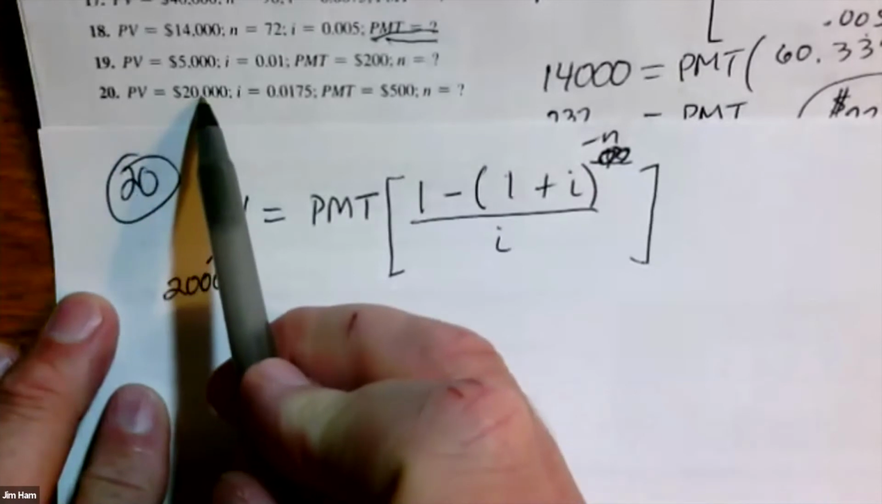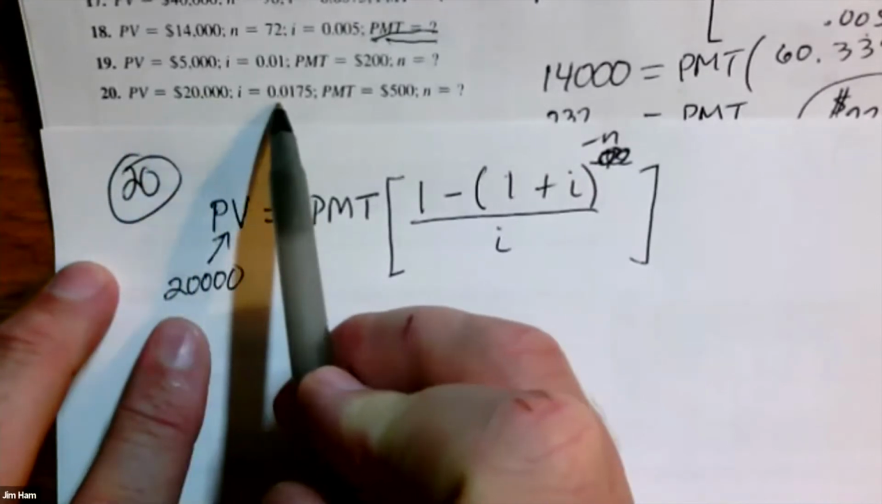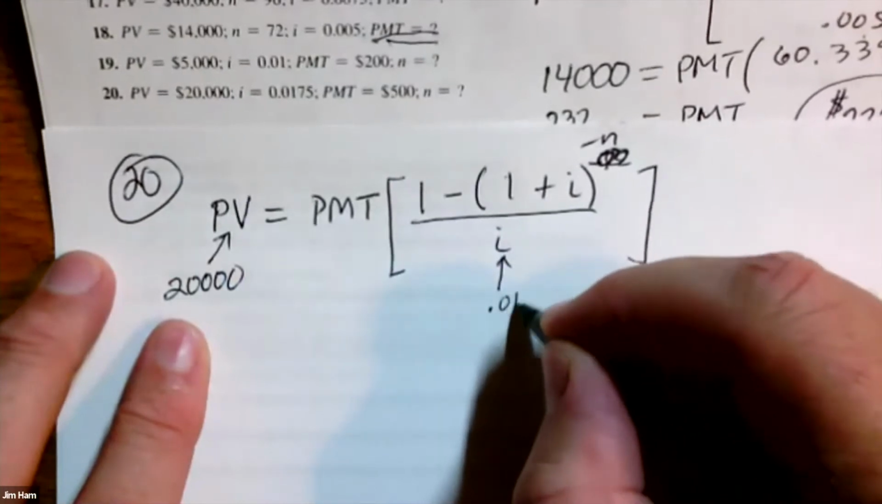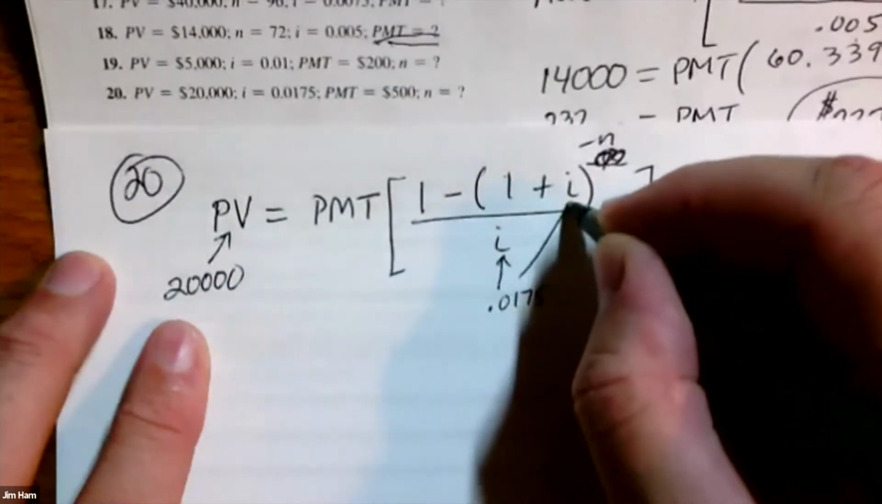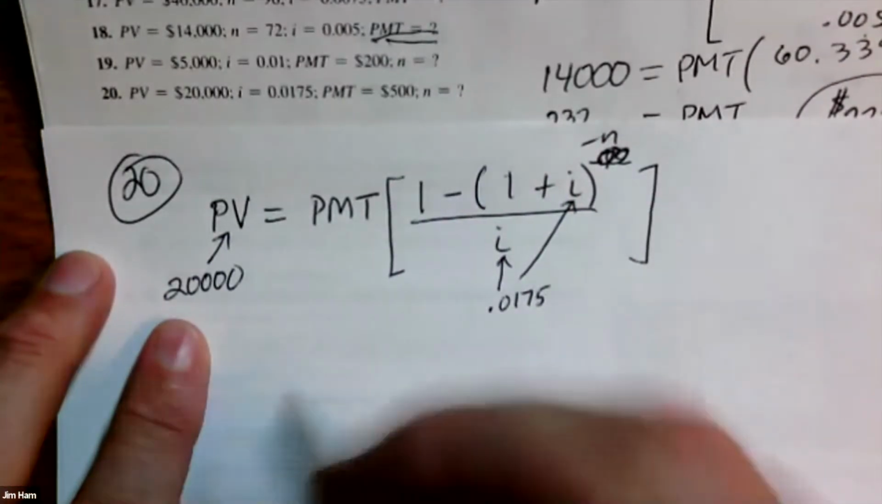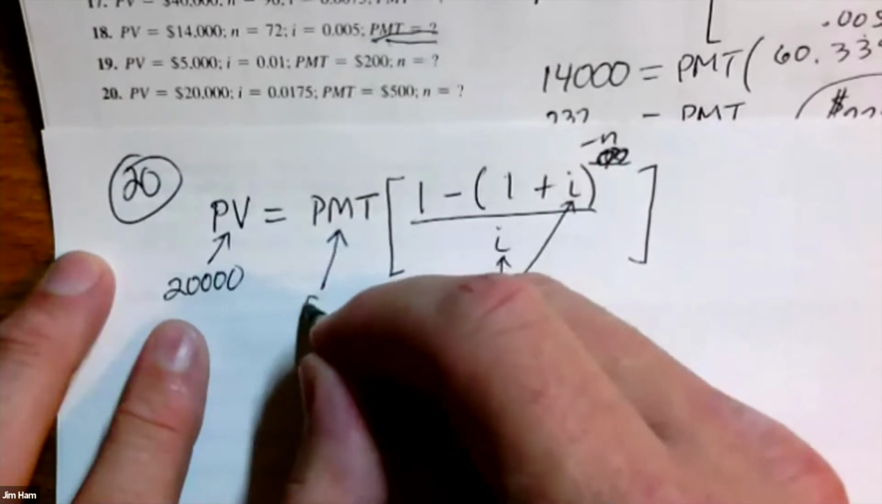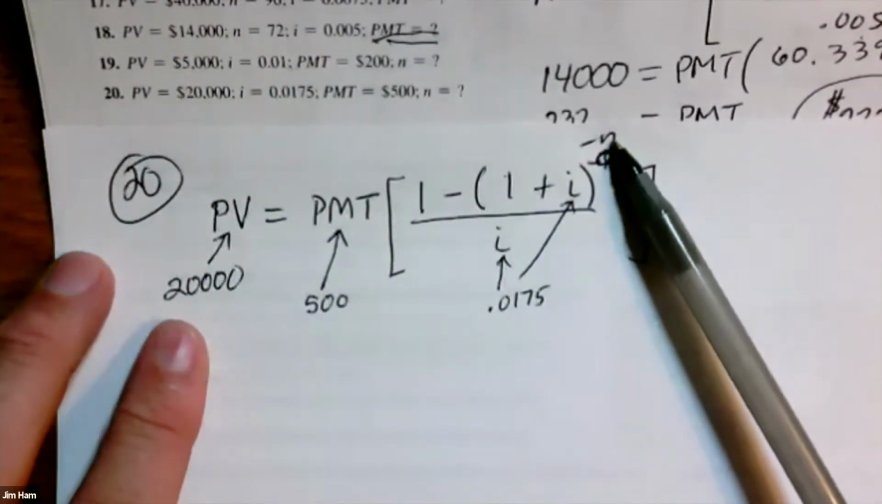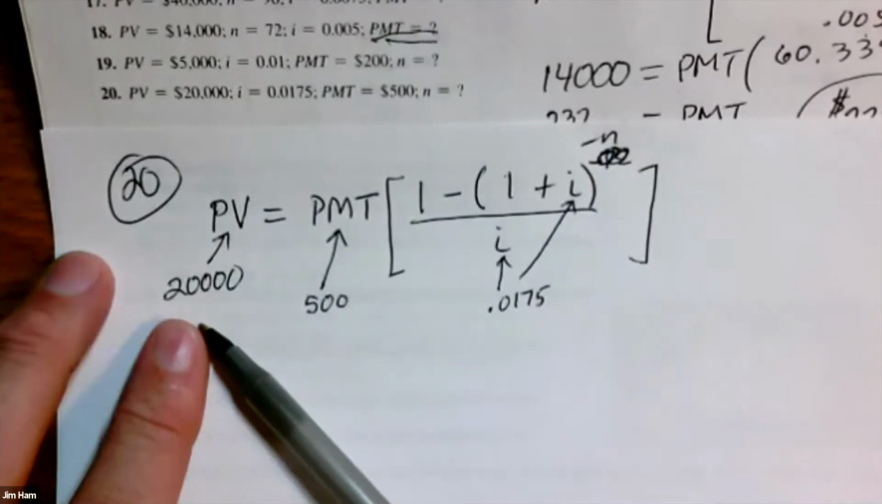All right. Okay, so we have the present value is 20,000 in this problem. There it is. We have the I is 0.0175, and that's going to appear 2 times in our formula. And then the payment is $500. And the question is, how many payments do we have to make of $500 to pay off this $20,000 loan?